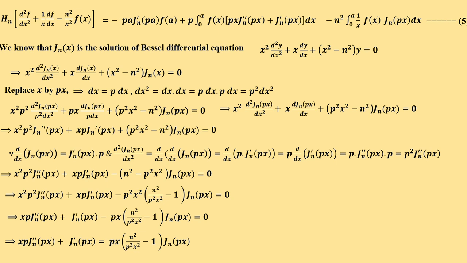That is xp Jn double dash of px plus Jn dash of px, which is equal to the negative term, we are taking it to the right hand side, so it will become positive, which is equal to px n square by p square x square minus 1 into Jn of px. That is equation number 6.